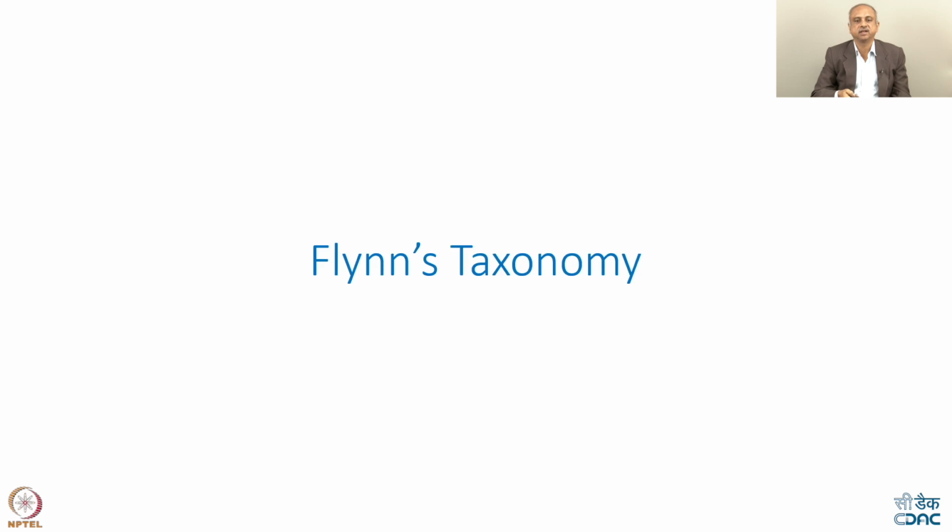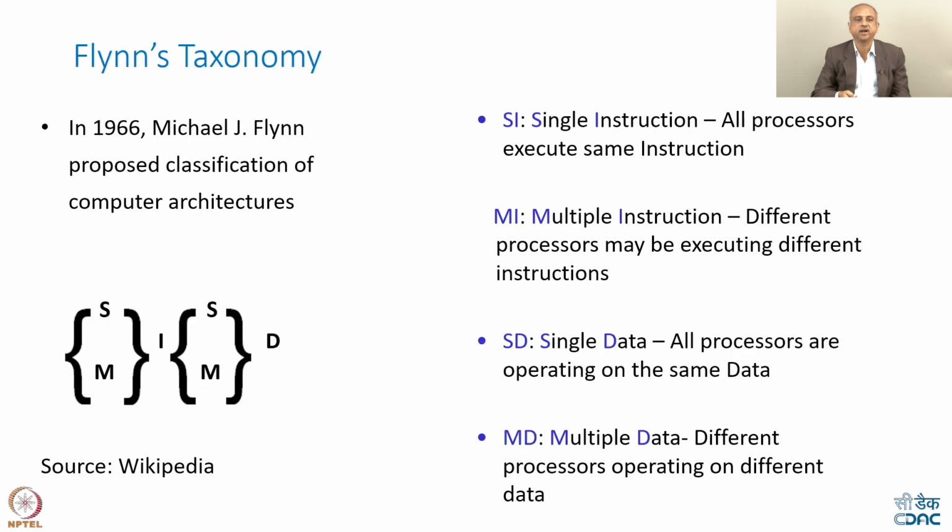Now, with this, let us try and understand how Flynn divided the different types of computers into 4 different varieties. This was done way back in 1966 by a computer researcher by the name of Michael J. Flynn, and he proposed a classification of computer architecture based on streams of data and streams of code that we saw in the previous slide. They reside in the memory.